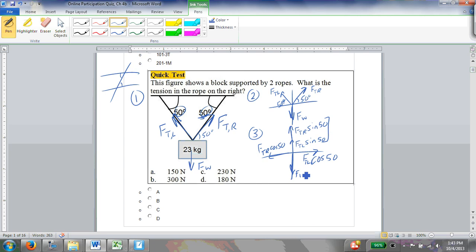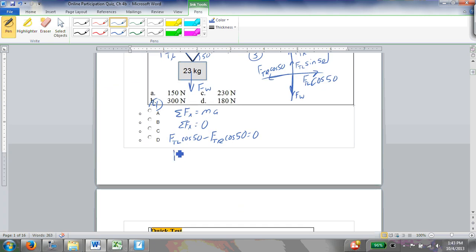Now this is where I can determine that the tensions are the same, if you hadn't already determined that intuitively. If I do my sum of the forces in the x direction, this equals ma. And this is step 4, where I apply Newton's second law. Sum of the forces in the x direction equals ma, but my acceleration is equal to 0. So FTL cosine of 50 minus FTR cosine of 50 equals 0. And then I can show that FTL equals FTR.